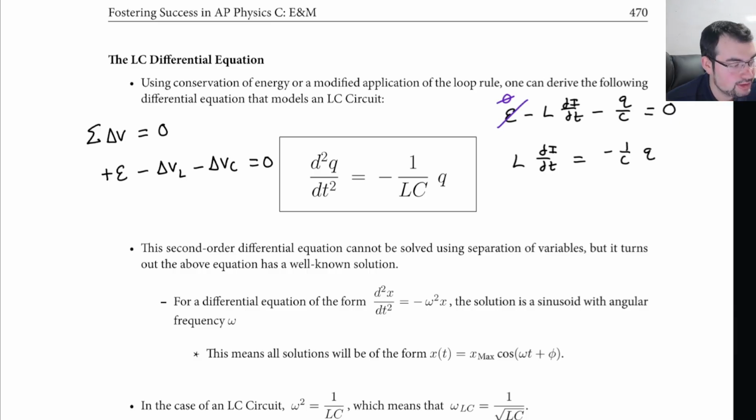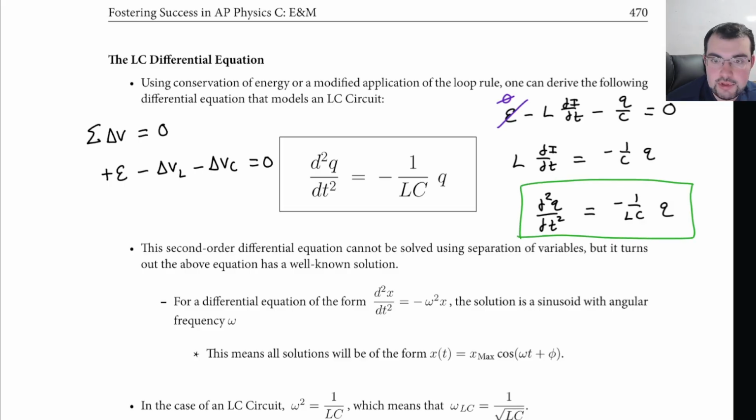But remember that current is the derivative of charge. So if I have the derivative of the charge with respect to time, that's a second charge derivative. And moving L over, I get the desired result of d squared Q/dt squared equals negative 1 over LC times Q. So we do actually get that differential equation from the loop rule.